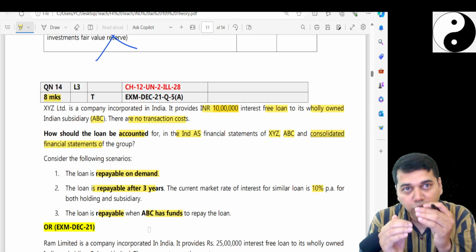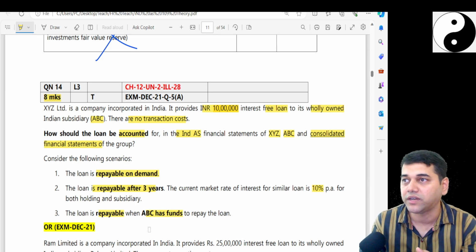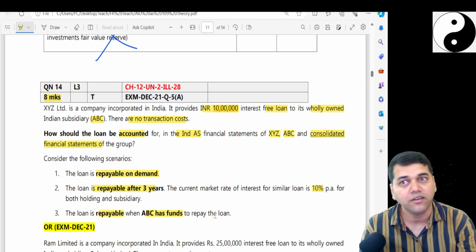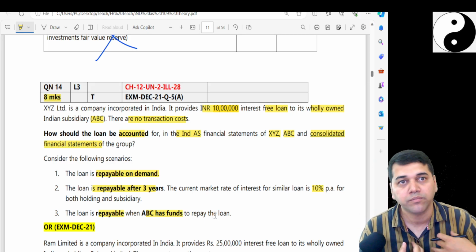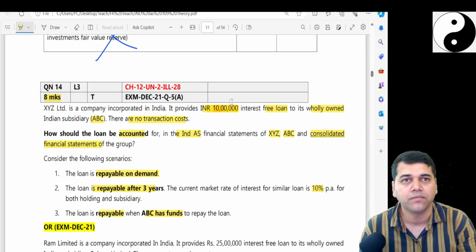In that case, what did we say? We have to find out the fair value by predicting when that subsidiary is going to give the dividend. Like this, in this case, we have to predict when the subsidiary may give that money back to me. Based on that, I have to find out the fair value. Else you pass the entry for 10 lakhs.